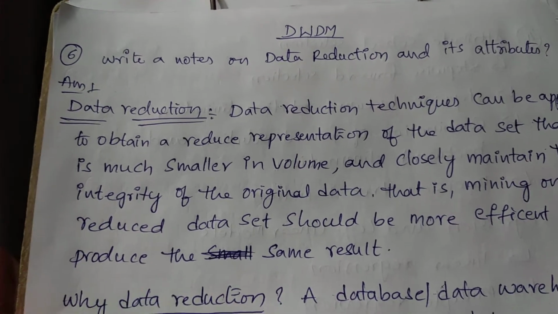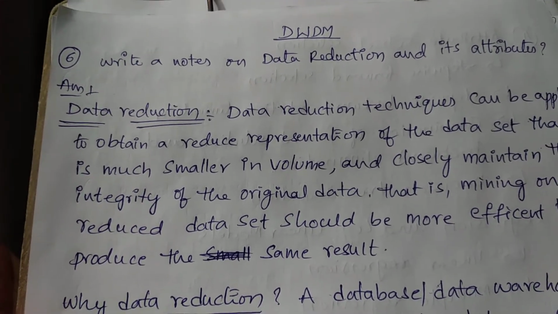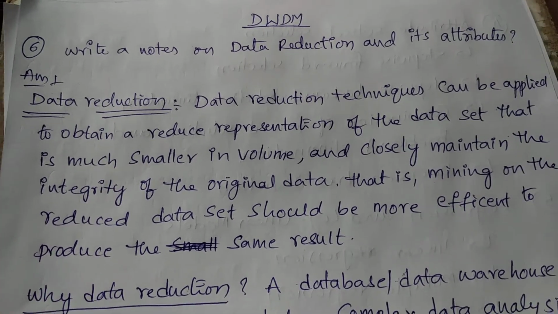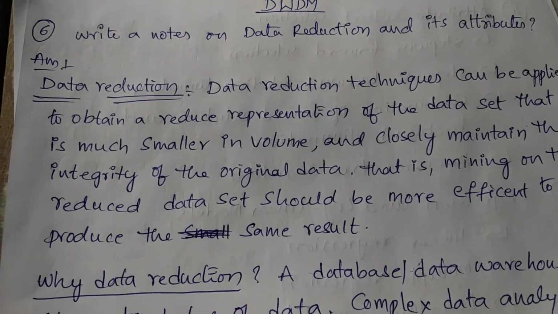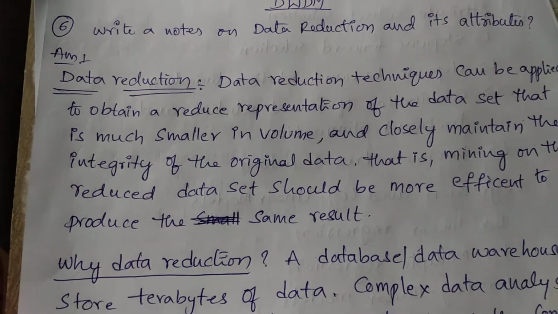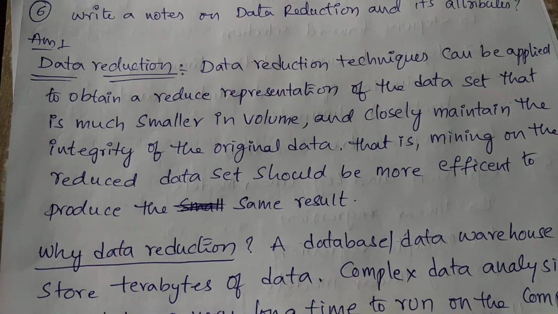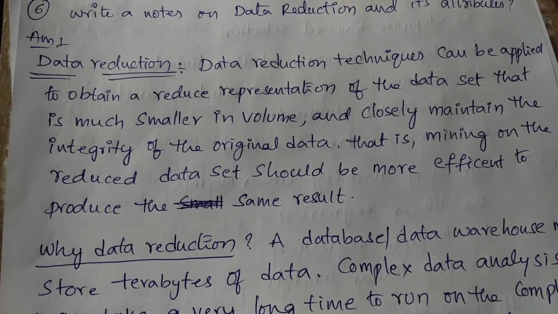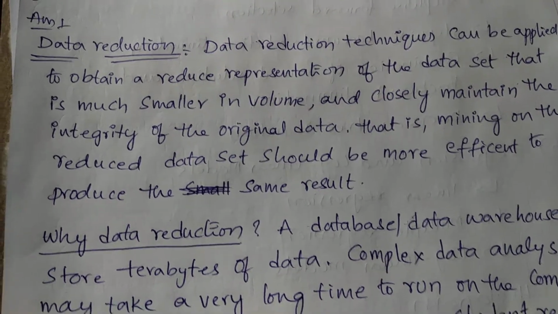So today we will write notes on data reduction and its attributes. What is meant by data reduction? Data reduction is a technique that can be applied to obtain a reduced representation of the data set that is much smaller in volume and closely maintains the integrity of the original data. That is, mining on the reduced data set should be more effective and produce the same result.